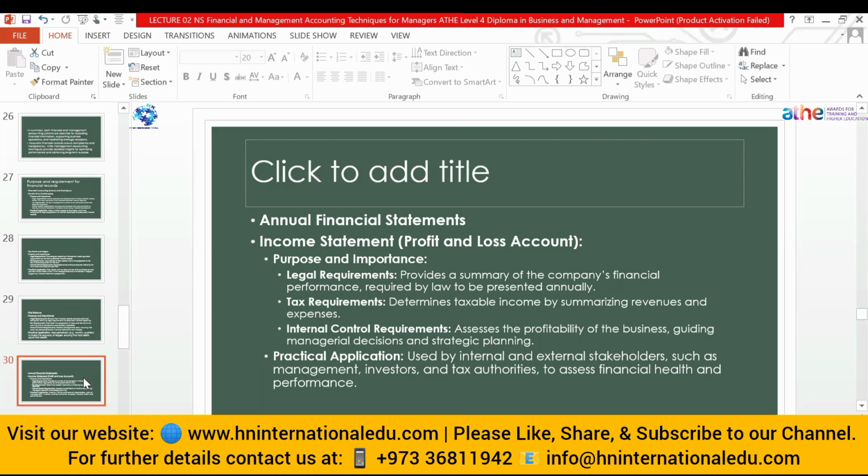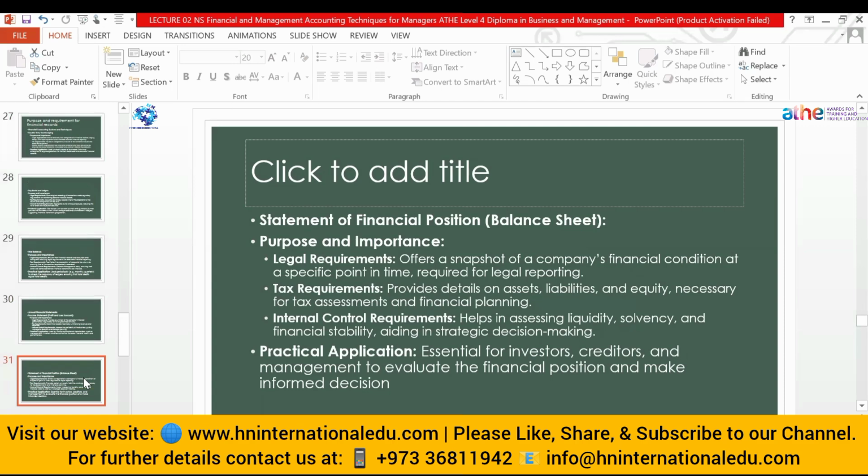So it is very important to see where you are standing as an organization. Used by the internal and external stakeholders, again, it is important. Why? Because it is used by both of the stakeholders, such as management, investors, tax authorities, to assess financial health and performance.